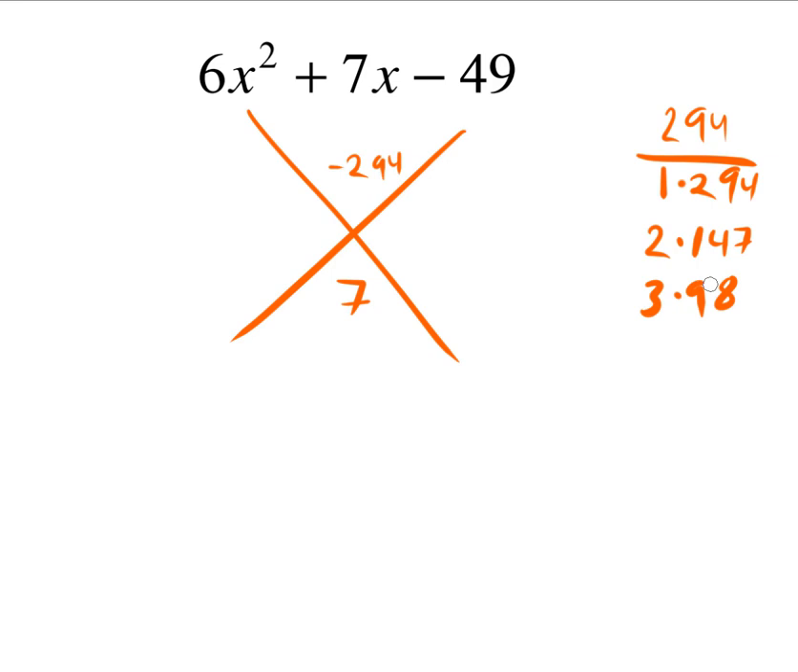294 divided by 4, does that work? Let's see. Nope, that gives me a decimal answer. 294 divided by 5 I know is not going to work. 294 divided by 6 I know will work because it's divisible by 2 and 3, therefore it's going to definitely be divisible by 6. Hopefully you remember those divisibility rules. 294 divided by 6 is 49.